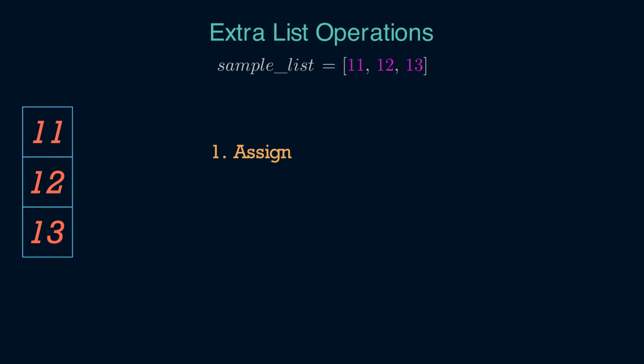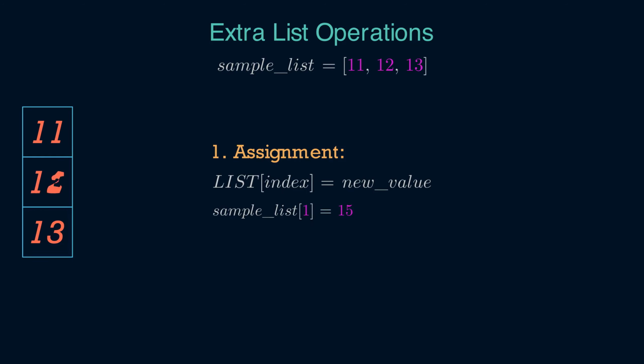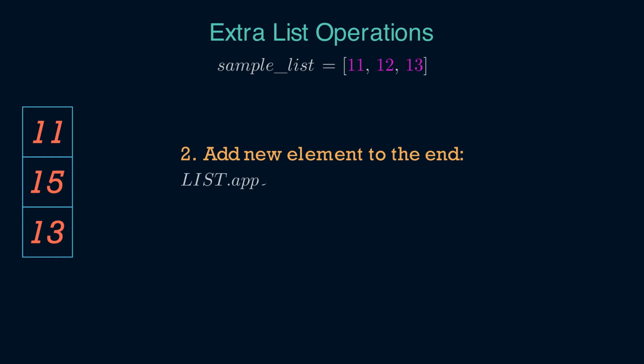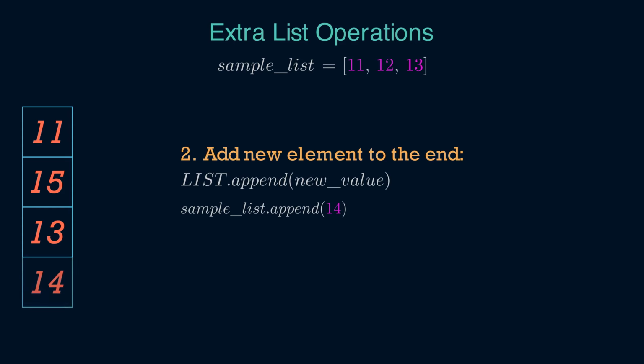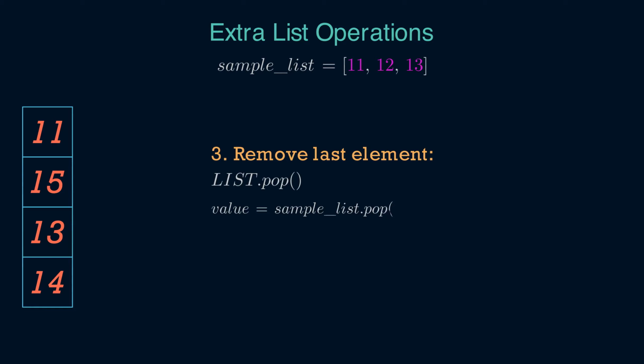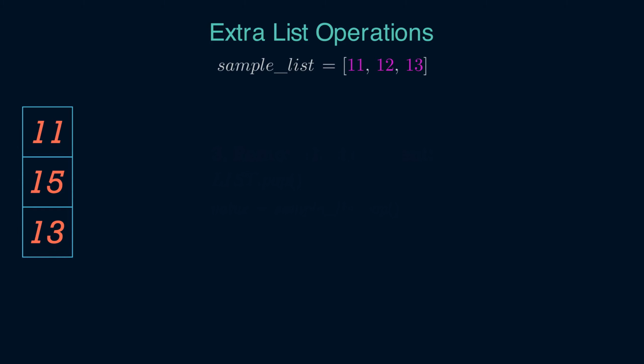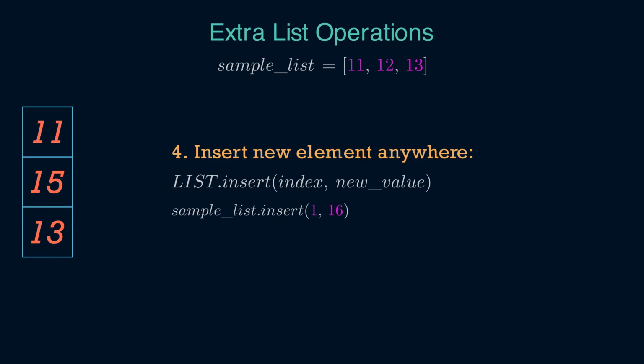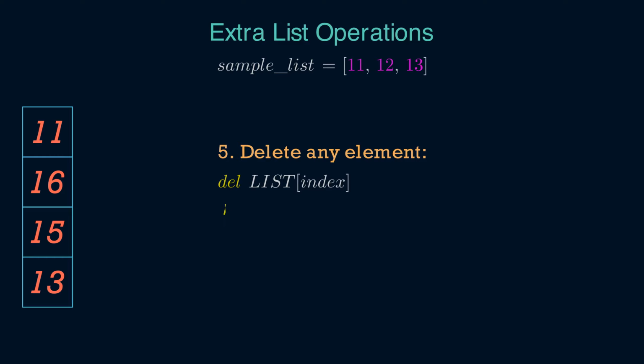In addition, the benefits of being mutable. We can replace existing elements. Assignment by slicing is possible too. We can add a new element to the end of the list. We can also remove the last element. Pop removes the last element and returns its value too. Insert an element at any given position in a list, or we can delete an element at any position.